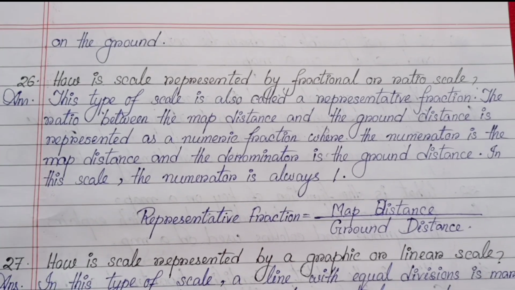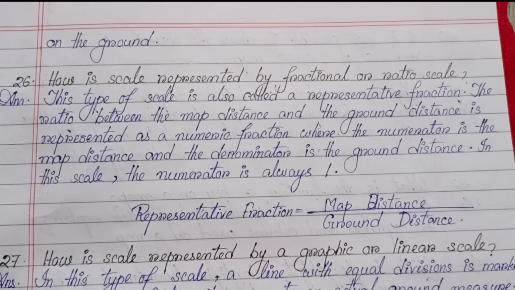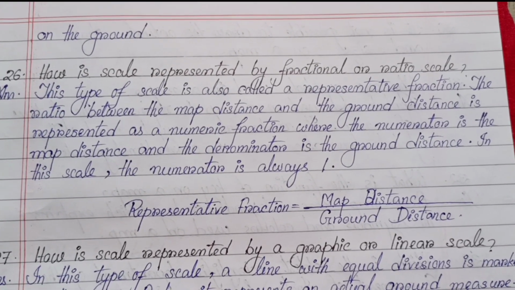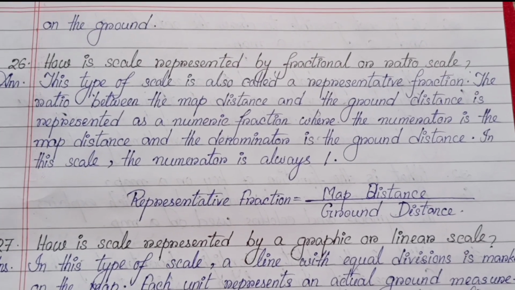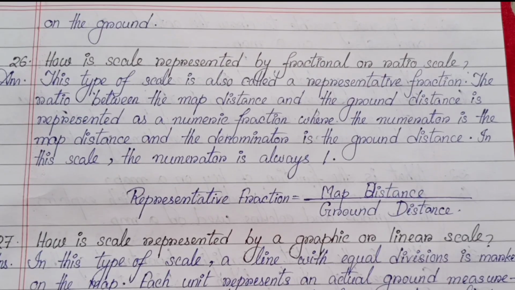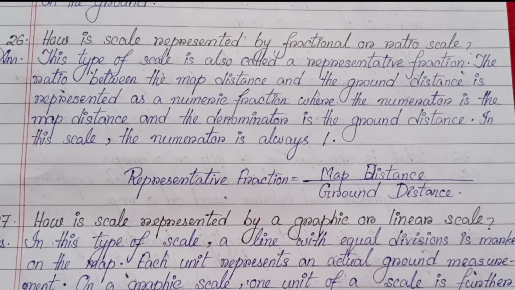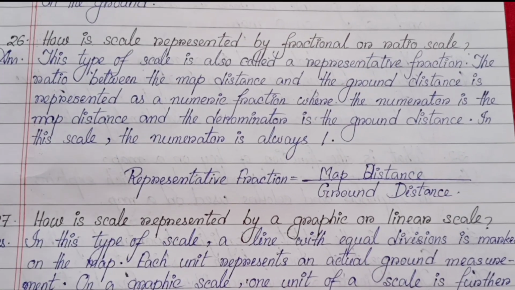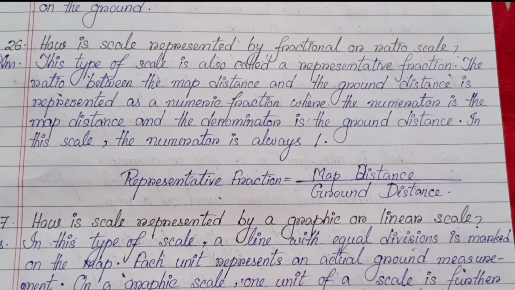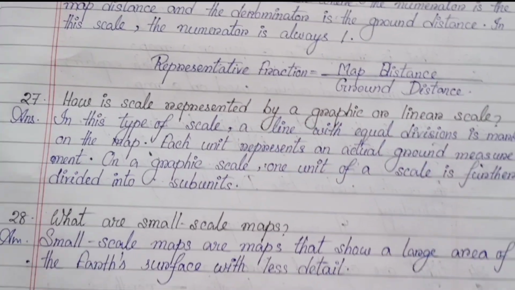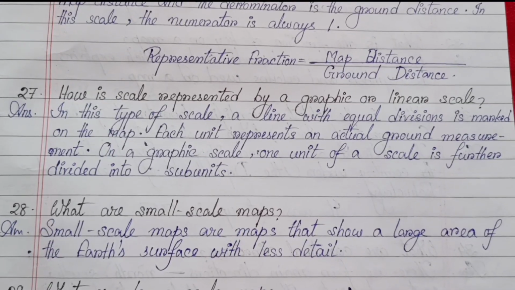This type of scale is also called a representative fraction. The ratio between the map distance and the ground distance is represented as a numeric fraction where the numerator is the map distance and the denominator is the ground distance. In the scale, the numerator is always 1. Representative fraction is equal to map distance by ground distance. 27. How is scale represented by a graphic or linear scale?